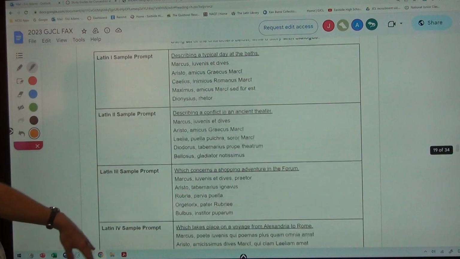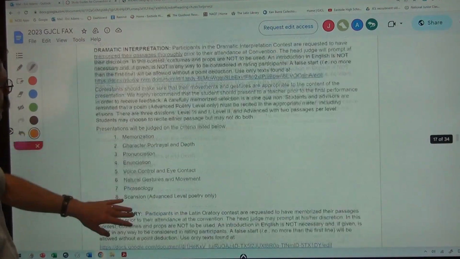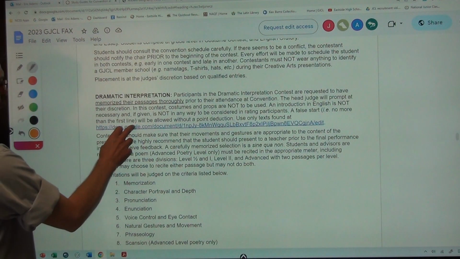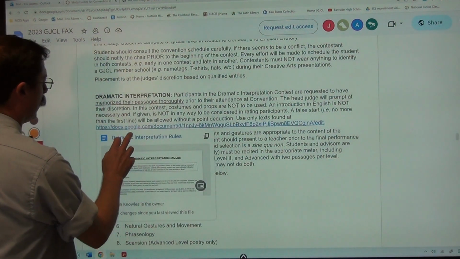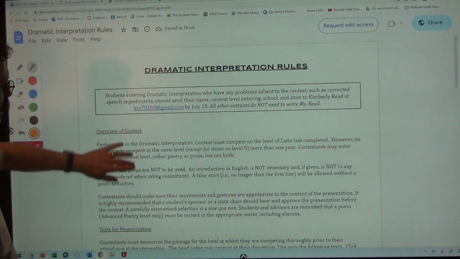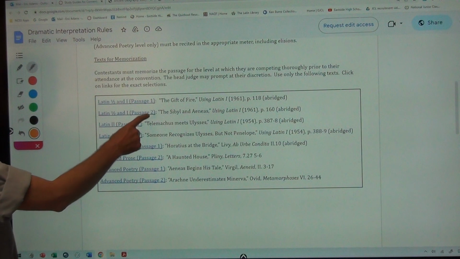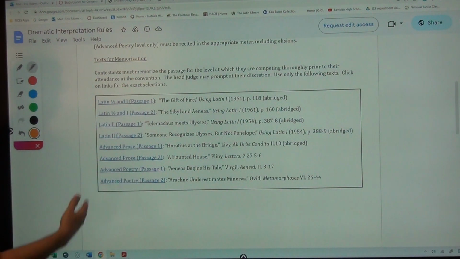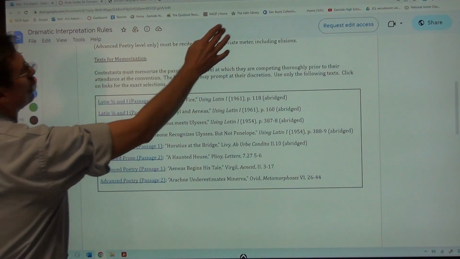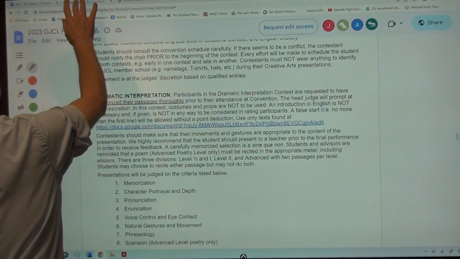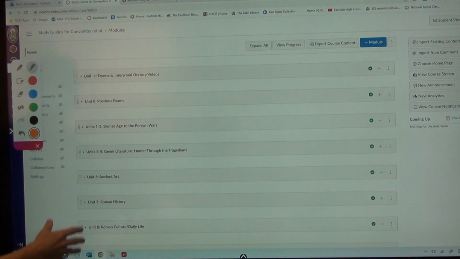But I wanted to point out how you can, if you wish, participate in the dramatic interpretation. You click on here and it will take you to the various spots for the dramatic interpretation passages, and they are listed by what level of Latin you are at. So they have level 1/2 and 1, that would be Latin 1, Latin 2, and then advanced that you have here. So let's get rid of this and go back to the Canvas page that I have.